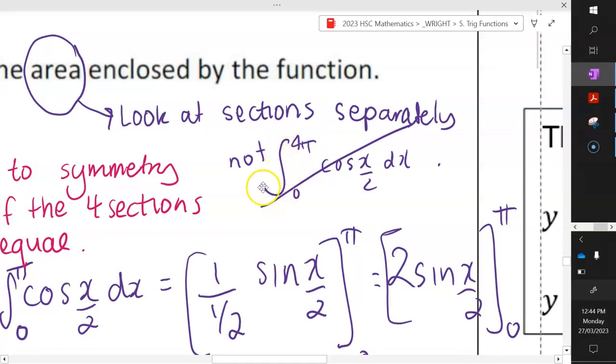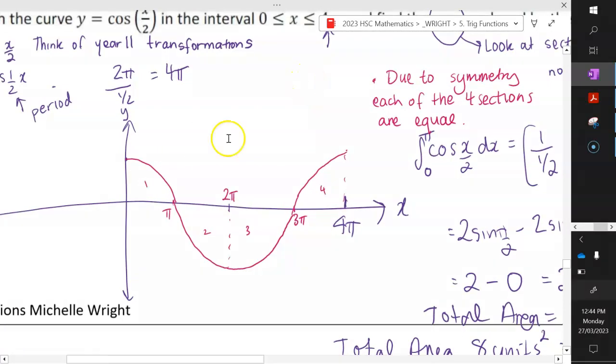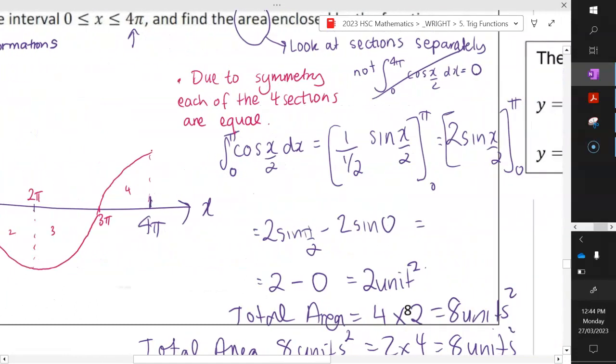I do not want to find the integral between 0 and 4 pi of cos x on 2, because that would give me a value that is equal to 0. Remembering what our integration sign does, it actually cancels above and below the axes. So these two above the axes would be cancelled out by these two that are negative of equal value below the axes. So it says area, so I'm not integrating between the whole 0 to 4 pi.